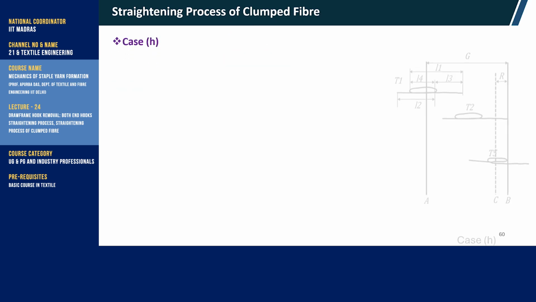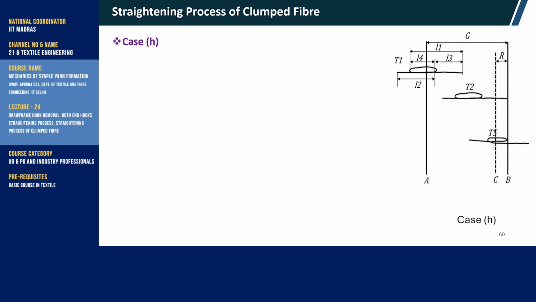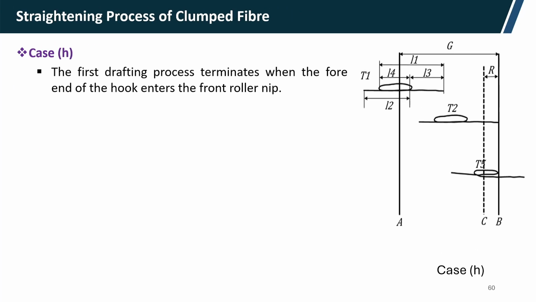Now, case H. This is the case where the first drafting process terminates when the fore end of the hook enters the front roller. So, this is the fore end of the hook portion, where the fore end of the hook enters into the nip of the front roller.